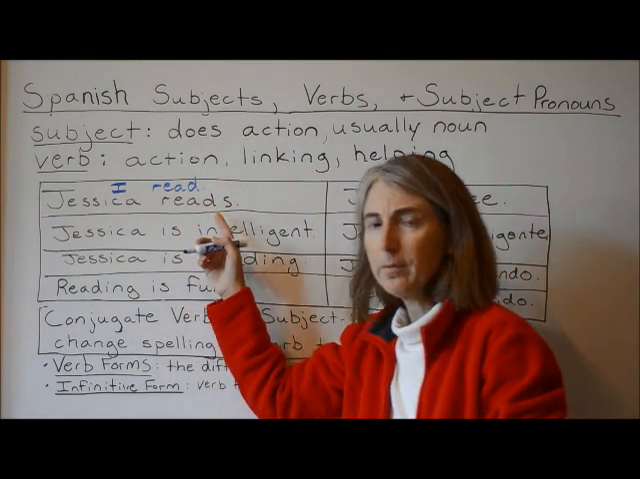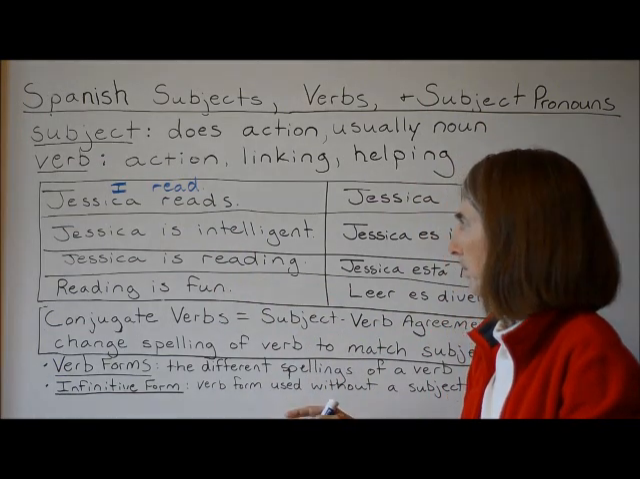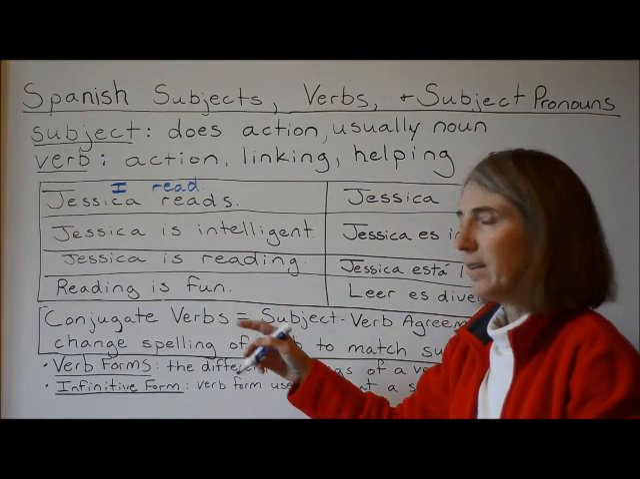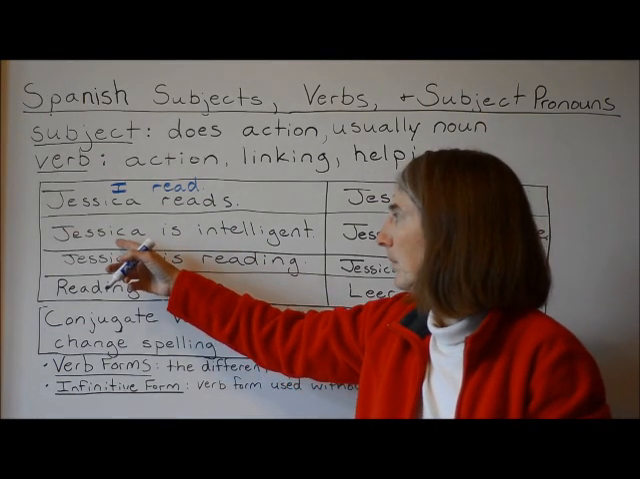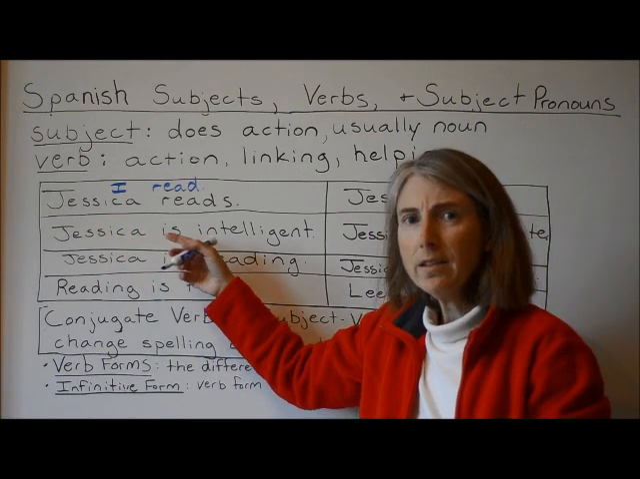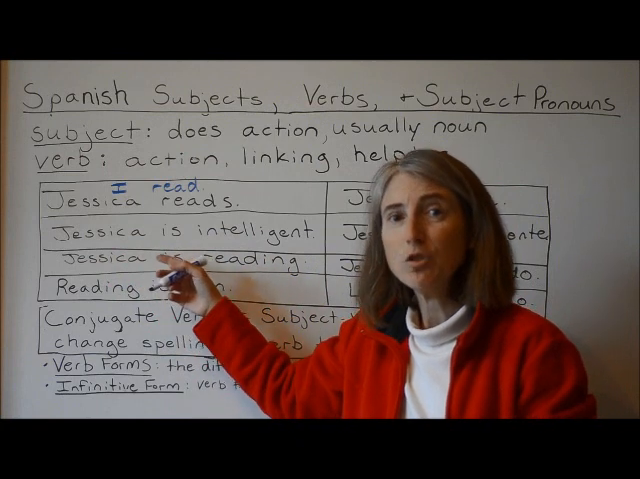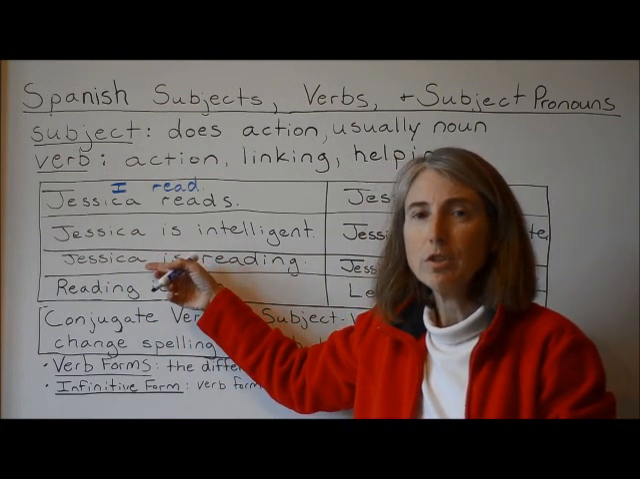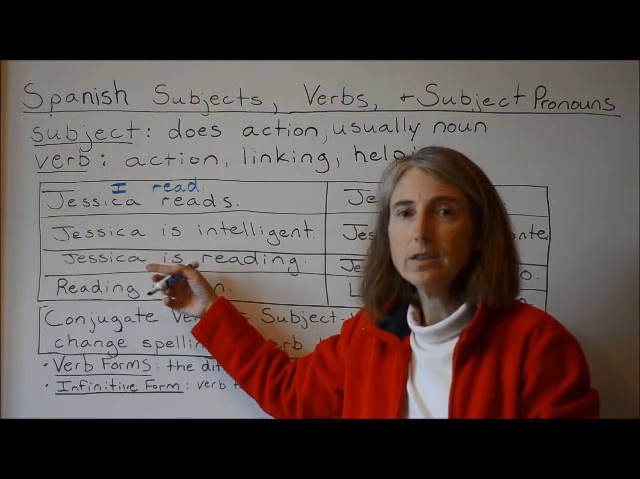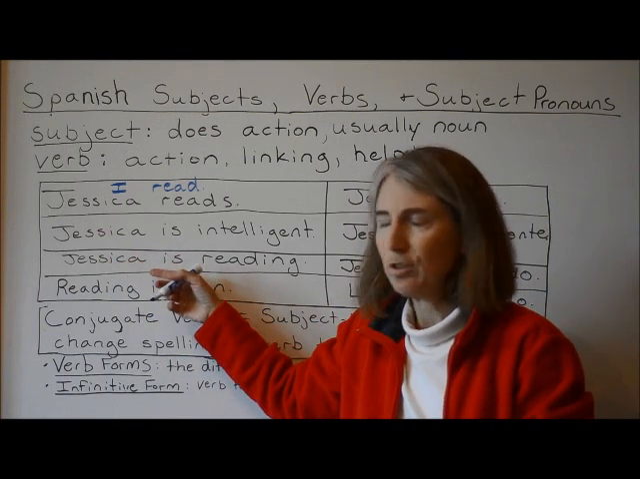I read. If we wanted to say they are intelligent, we can't use is. We can't say they is intelligent. We have to change the verb to be. We have to change it to are. They are intelligent. Jessica is intelligent.